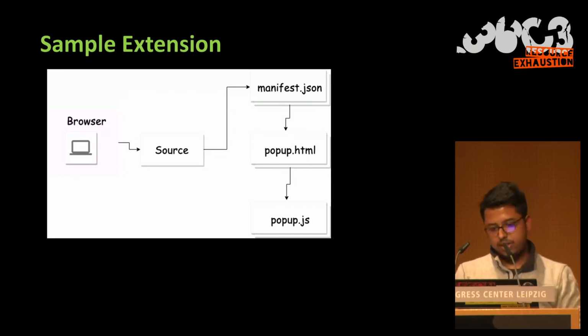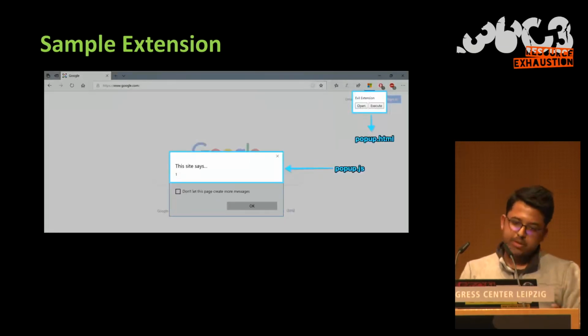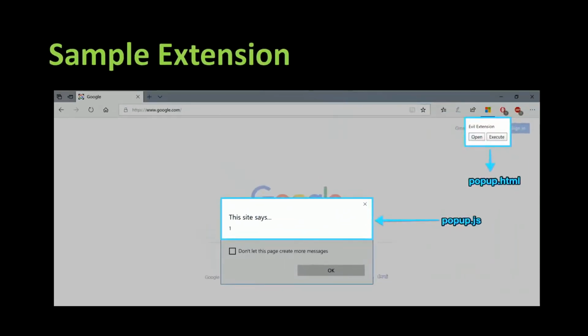So this is how our extension should have looked on Edge. You see a tiny Microsoft logo, and as soon as you click on it, a pop-up appears which says, I'm the evil extension, and I have two options. The first one is open, the second one is execute. As soon as you click on the open button, it will load google.com in the browser. And as soon as you click on the execute button, it will just alert one for you.